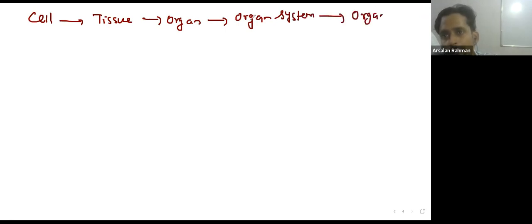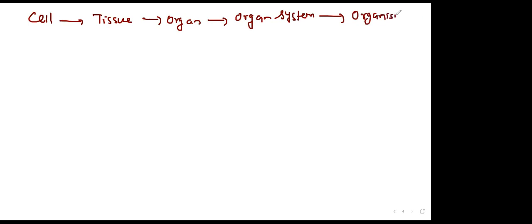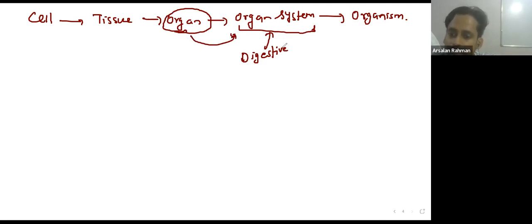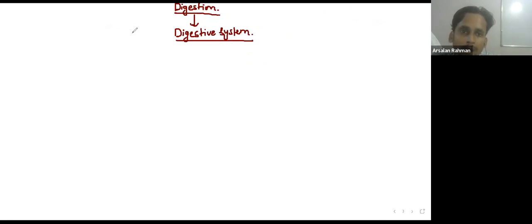So I have told you, digestive system. Digestive system will fall in which category? Organ system. The digestive system is an example of an organ system. What does this mean? It is made up of lots and lots of organs. So for digestion in our body, we will try to understand the human digestive system.